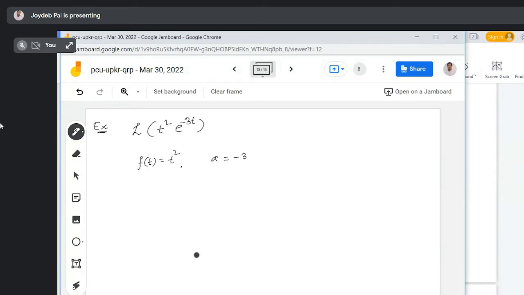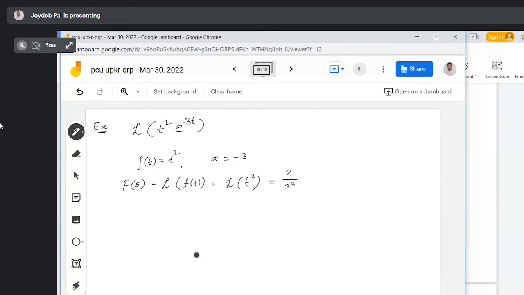Now f of t, that is t square. Then what is f of s? F of s means Laplace transform of small f of t, means Laplace transform of t square. What will it be? It is a tabulated one. So 2 factorial upon s cube, or simply 2 by s cube I can write this.